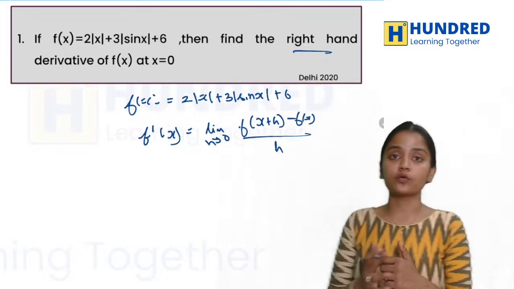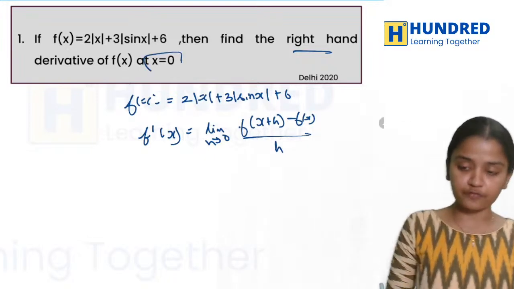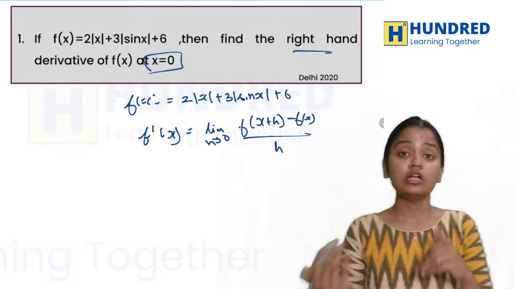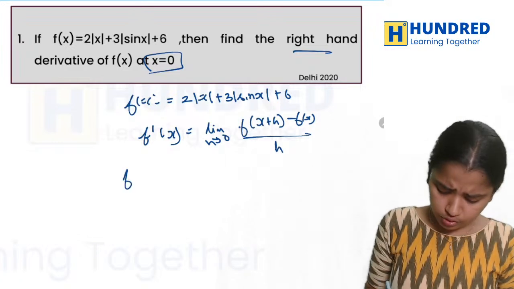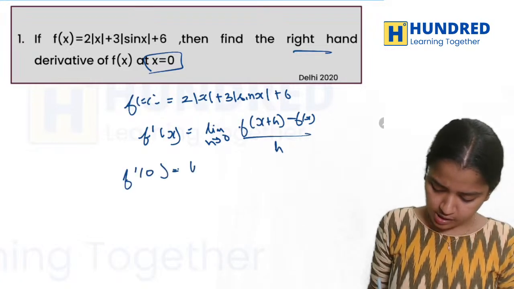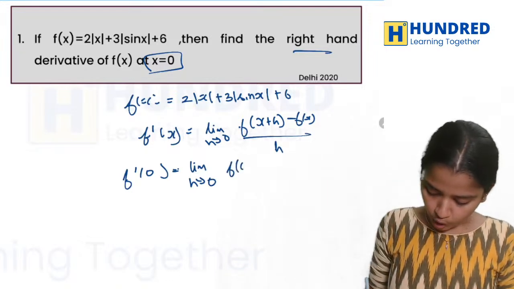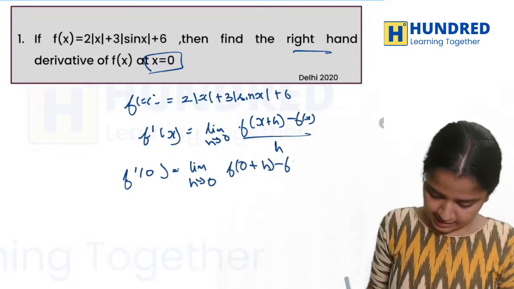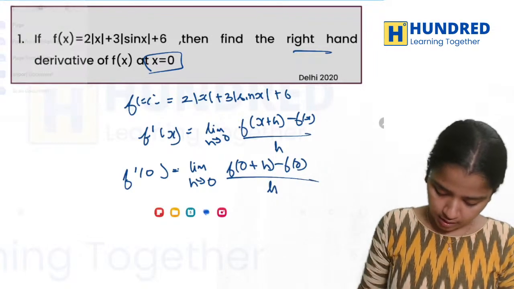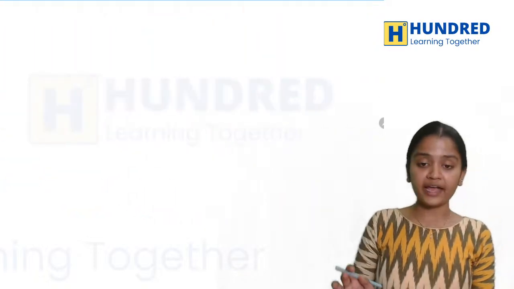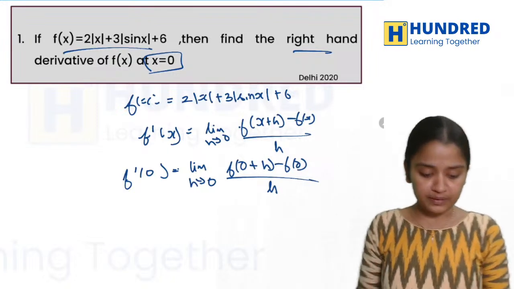This is how your formula is going to look. Now, next, instead of x, I'm substituting x equal to 0 in the right hand derivative. So f dash of 0 is nothing but limit h tends to 0 of f of 0 plus h minus f of 0, divided by h. I know my f of x, it is this one. So what will f of 0 plus h be?